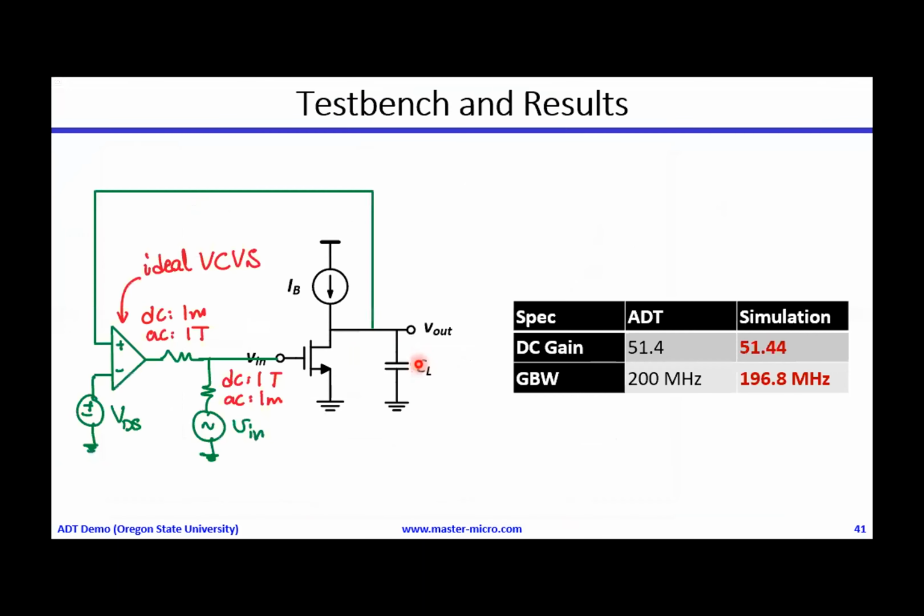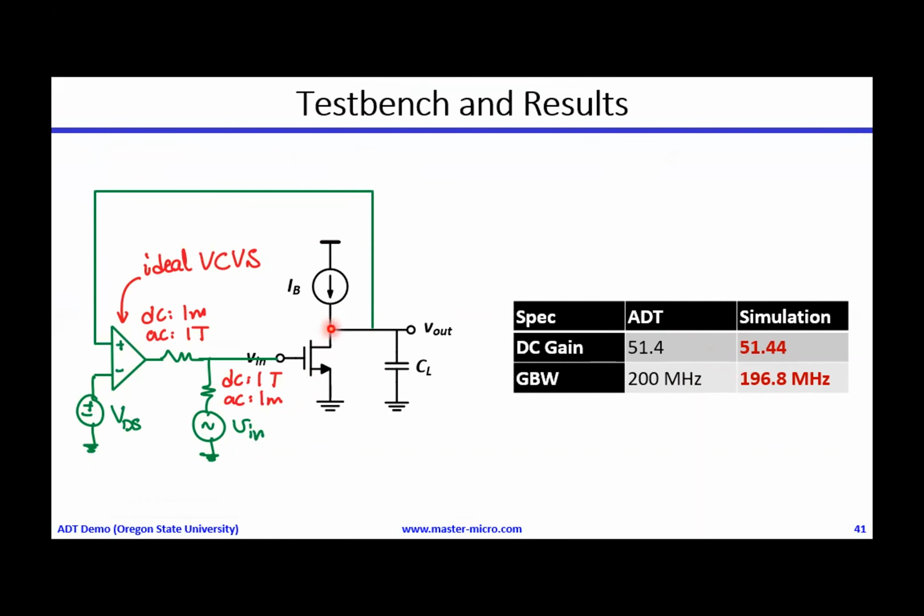I can go to Cadence, for example, and build a simple test bench like this. This is just a simple trick to set the bias at the high impedance node. And you can see here that we have a very good match between what we got from ADT and what we got from the simulation. The GBW is a bit smaller actually, and the reason is we have ignored the parasitic drain capacitance that is contributed by the MOSFET here.